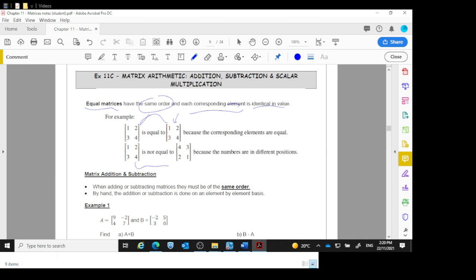Well, these two matrices are not identical. They have different numbers in different spots.